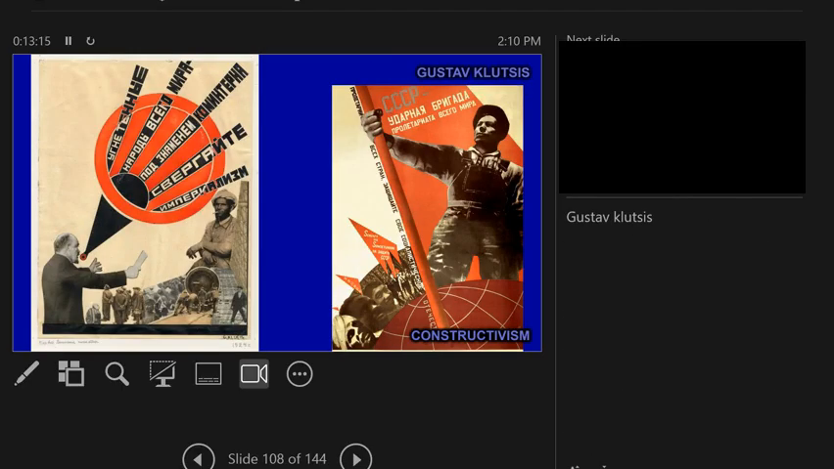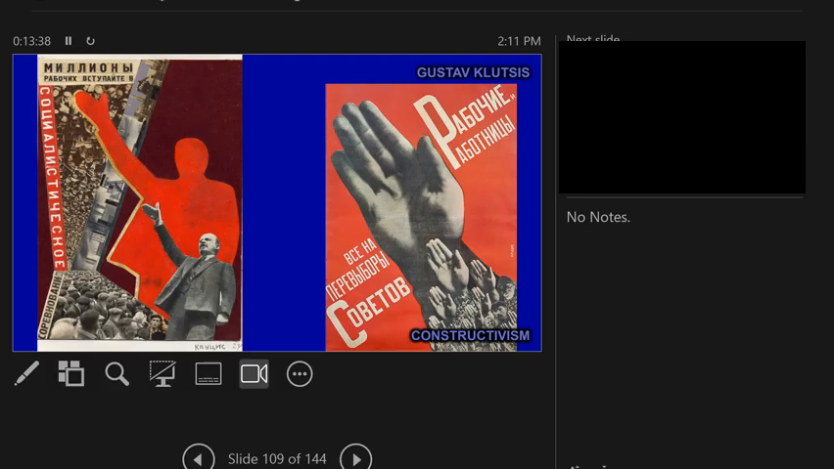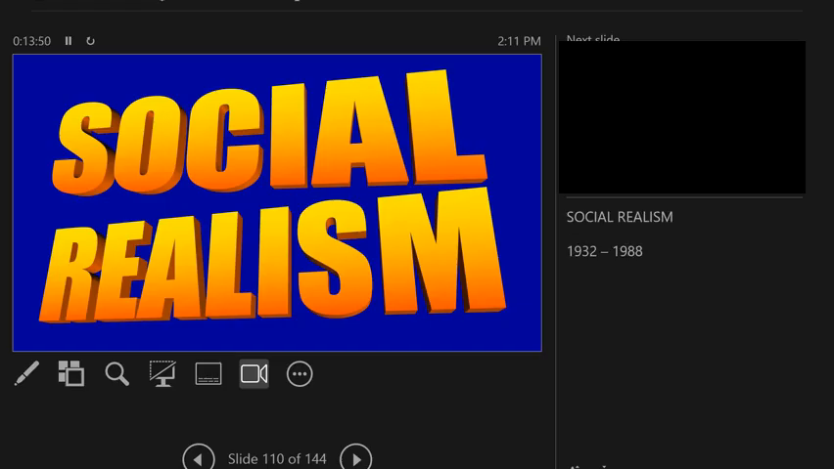But my point with these is that these constructivists, their philosophy, what they're trying to do is totally in line with the Communist Party. They are promoting communist ideals through their art, and they're trying to forge a new way of art, just like communism was trying to forge a new way of government. You can see this is like total propaganda for the communist government. All right, and that leads us to social realism.